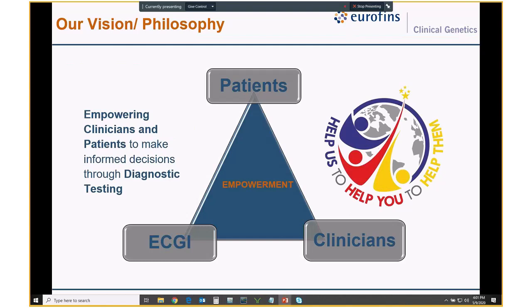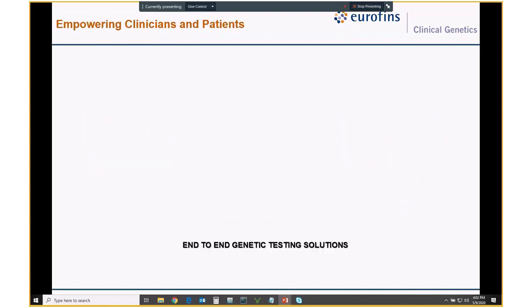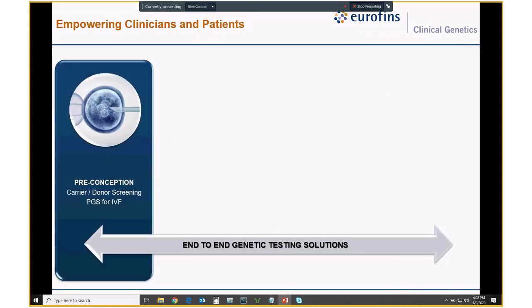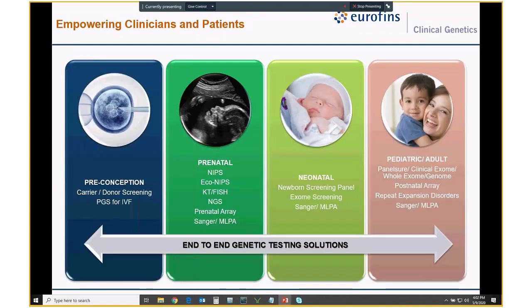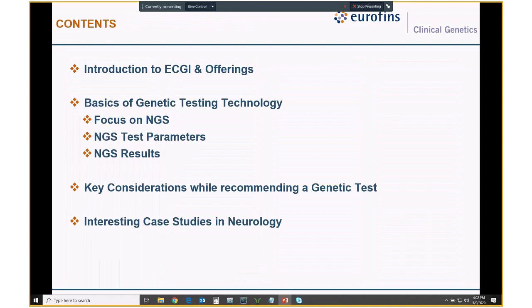To do that, we have a wide variety of testing available, and that starts right from preconception all the way to pediatric and adult testing. So we do it for several different stages, and we have a wide variety of platforms available, right from the simple karyotype all the way through NGS-based cell-free DNA analysis. So basically, I've talked about our offerings.